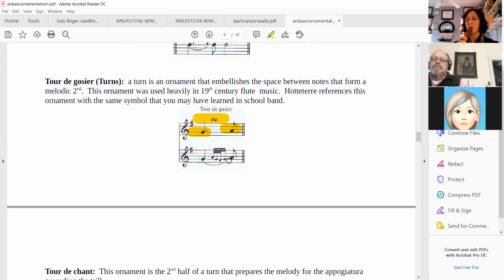So principal note, upper, principal, lower, principal, and then I'm done. So did people see these in school? People know what these are? Did you ever see these, Bill?